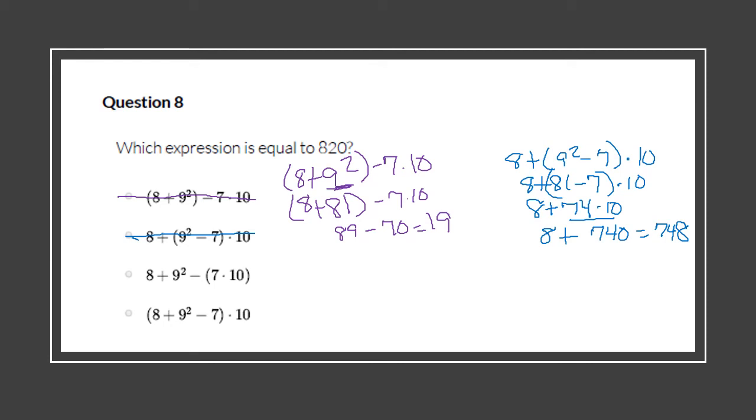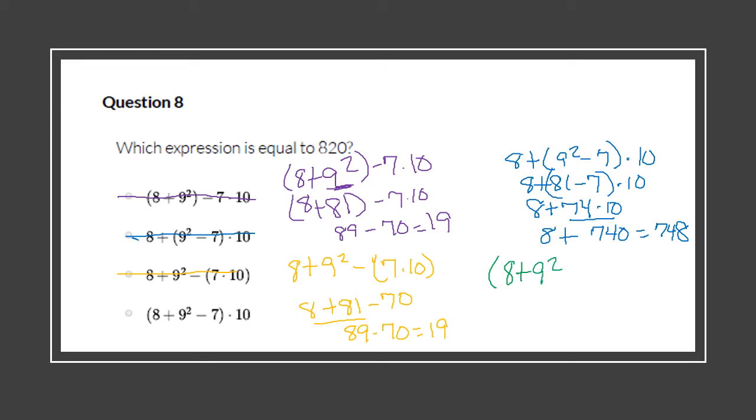Okay, so let's try the third one. 8 plus 9 squared minus 7 times 10. So we're going to do inside the parentheses first, and then the exponents. And now we're just going to add and subtract left to right. So I'm going to start here. 8 plus 81 is 89. Minus 70 is 19. So C can't be our answer, which tells me D probably is, but I want to double check.